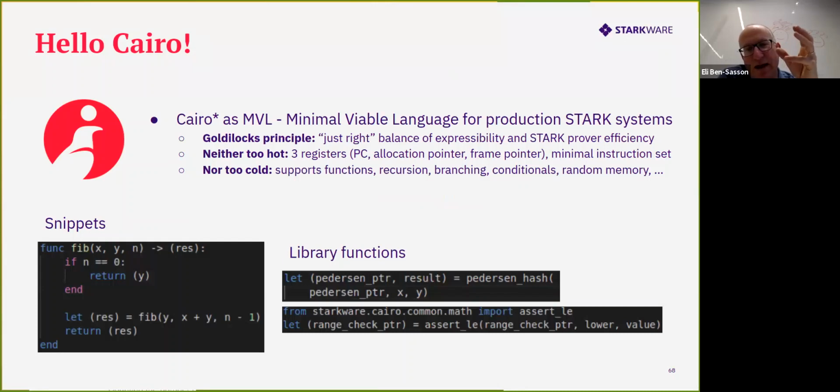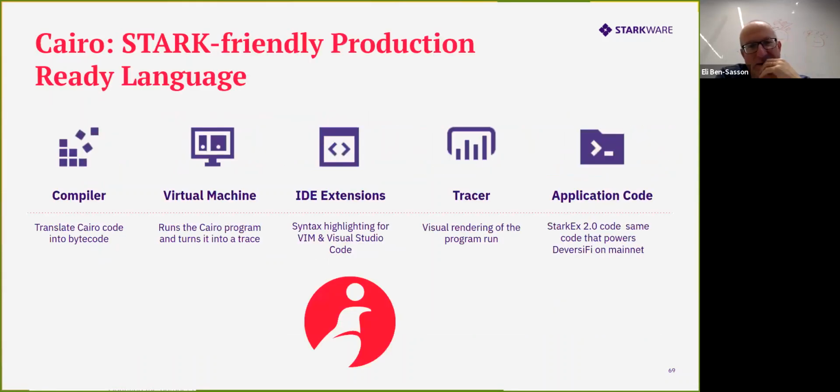As a programming language, we think of it as following some Goldilocks principle. It's not too hot, not too cold. It has a very simple architecture, only 3 registers: a program counter, an allocation pointer, and a frame pointer. There's a very minimal instruction set, but it is also sufficiently rich to support functions, recursion, branching, conditioning, random access to memory, structures, and a whole bunch of other things. So we think it's quite good at that.